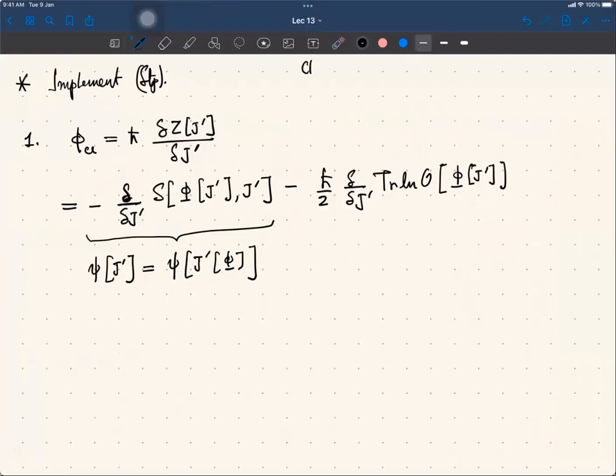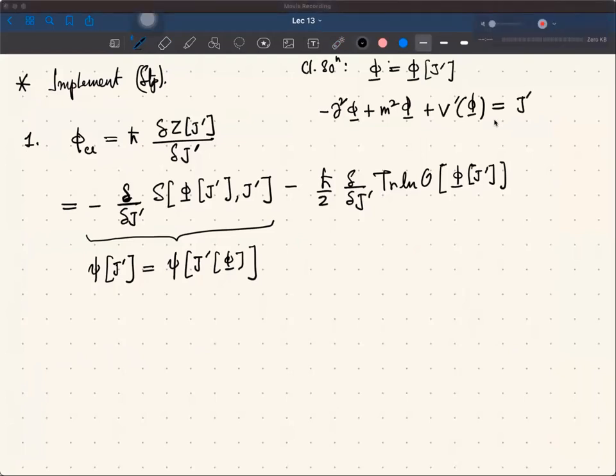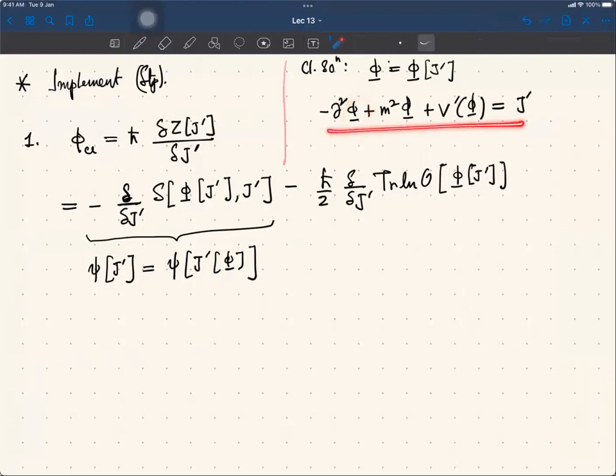So the classical solution is given by phi lower bar, which is actually a functional of J prime, where the equation is minus del squared phi lower bar plus m squared phi lower bar plus v prime of phi lower bar equals J prime. So if you view it from the point of view of phi lower bar, then this equation has to be solved. And as I mentioned, one can solve it using the Green's function method, and one ends up getting a power series in J prime. That solution is what one refers to by writing phi lower bar as a function of J prime.